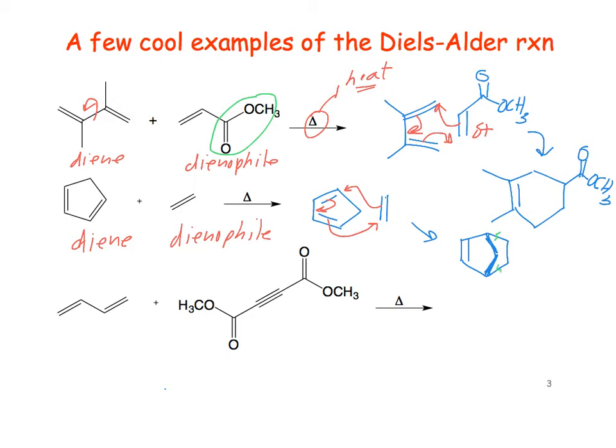Another way to try to draw these is that you can draw it more from the side. It would look more like this. So that CH2 group is bridging over the top. And from this, we can see that this part right here came from the diene, and this part came from the dienophile.